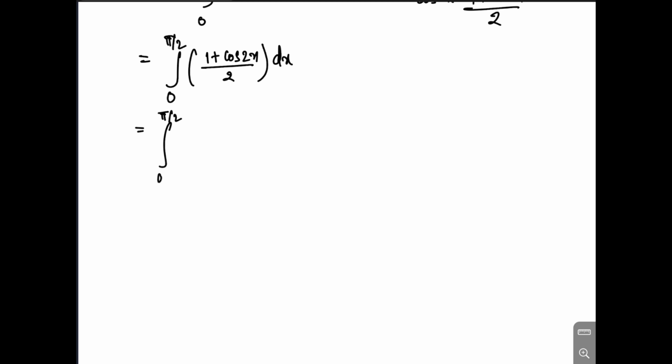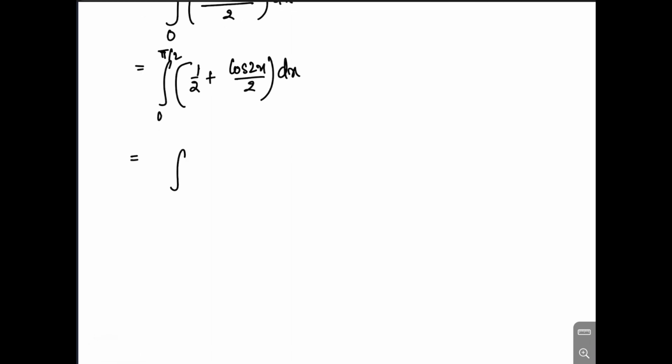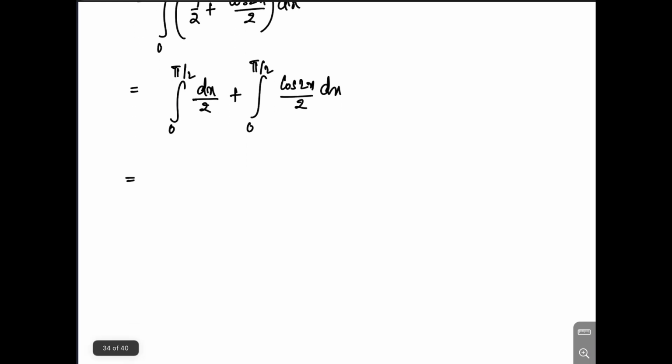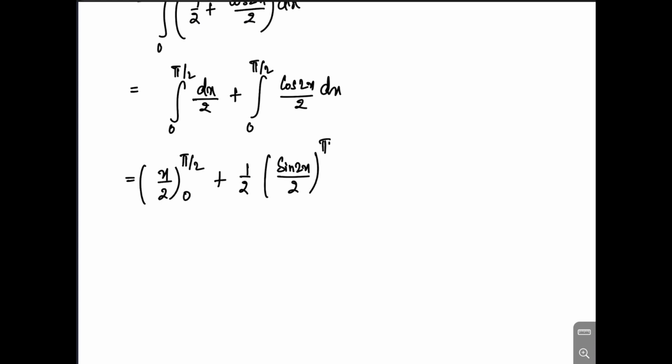So here we can split into two parts, 1 by 2 plus cos 2x divided by 2 dx, equals integration 0 to pi by 2 dx by 2 plus integration 0 to pi by 2 cos 2x divided by 2 dx. So here after integrating we'll get x by 2, pi by 2 to 0, plus again here also 1 by 2 as a constant outside. So after integrating we'll get here sin 2x divided by 2, pi by 2 to 0.